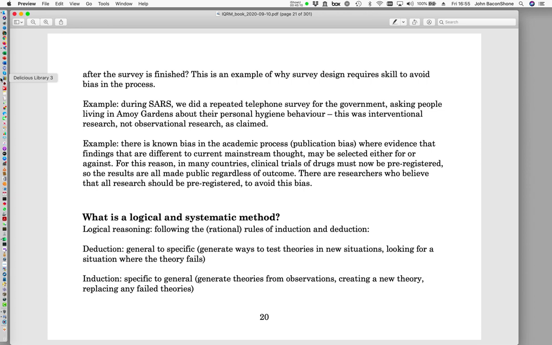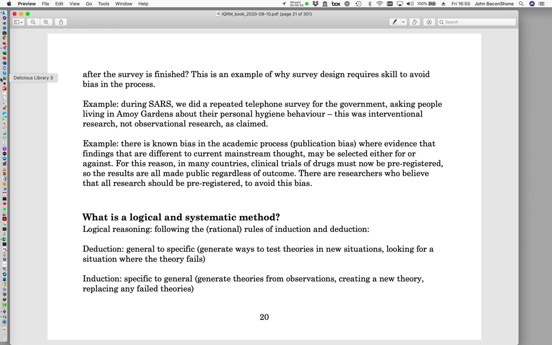So the government asked us to call up everybody who lived in Amoy Gardens in a telephone survey and ask them about their personal hygiene behavior. So obviously at that time the issue was not masks, but it was things such as, after you sneeze, do you wash your hands? After you go to the toilet, do you wash your hands? When you're sharing a meal, do you use serving chopsticks, or do you just use your own chopsticks to share the food?